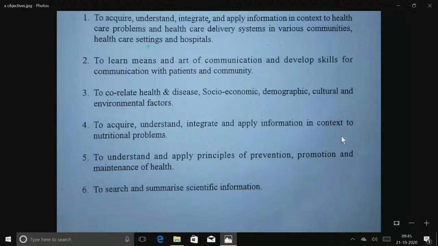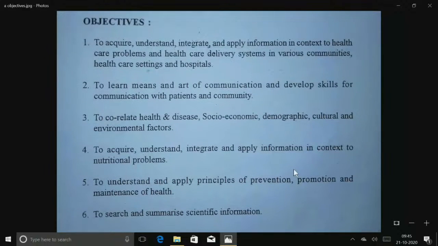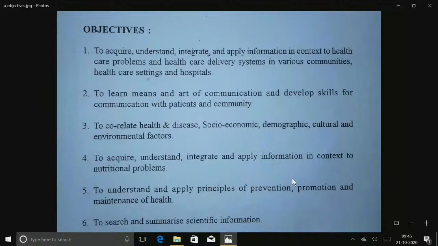That means whenever you face a particular situation, you will have to apply your knowledge so that you can solve the problems in context with the community and the healthcare settings.